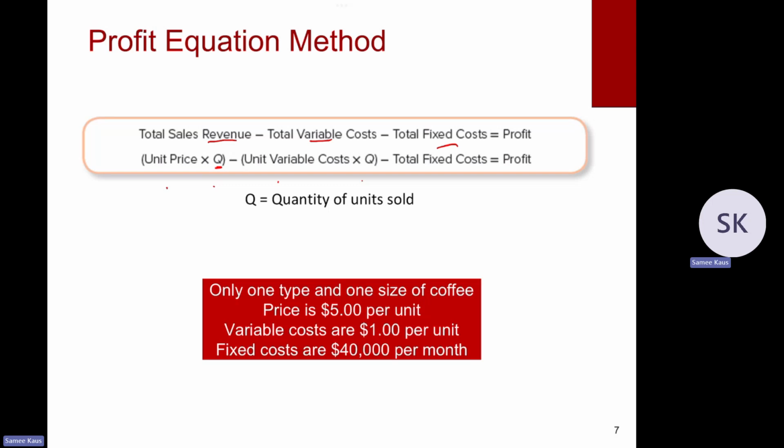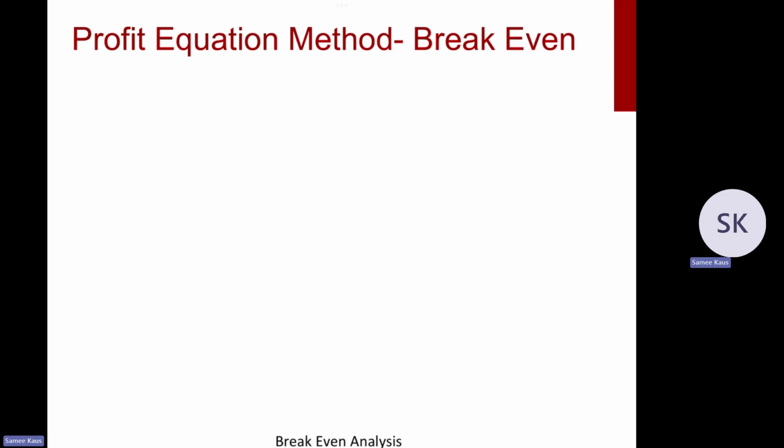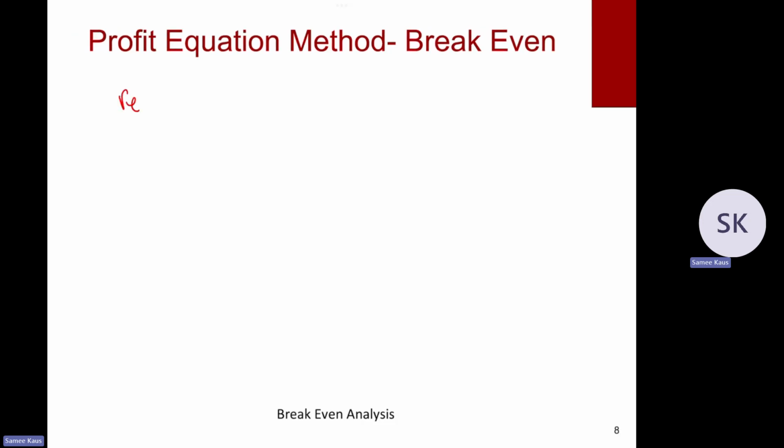In the most simple form, we're going to start with this example that says Starbucks sells only one type of coffee and at one size. The sales price is $5 per unit. My variable costs are $1 per unit, and my fixed costs are $40,000. So all I need to do is take my revenue less my variable cost less my fixed costs, and that's going to give me my profit.